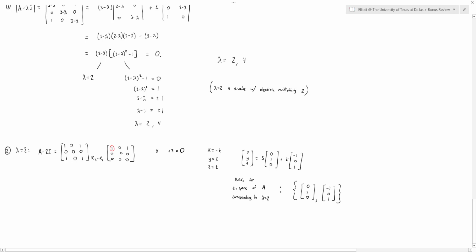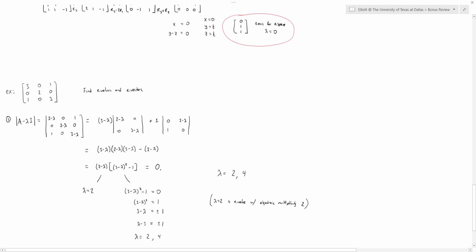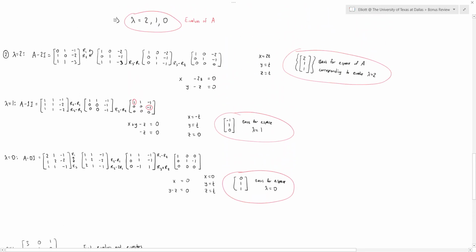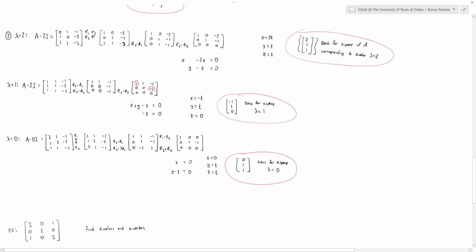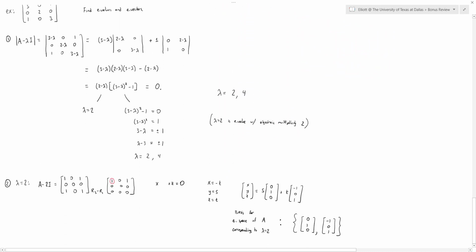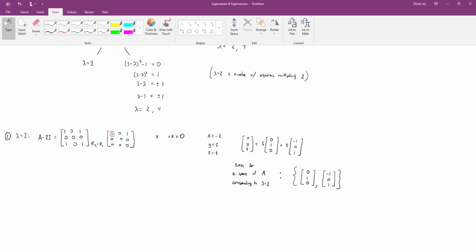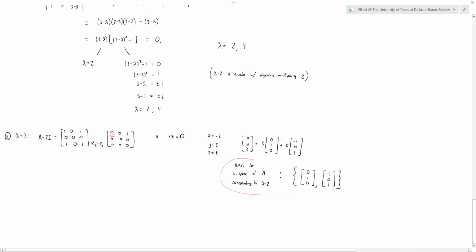And this is the first time that we've seen an eigenspace which was more than one dimensional. In all the previous examples, all of the eigenspaces were one-dimensional because there was only one vector in all of those bases. So this is the first time we've seen a two-dimensional eigenspace. And it's happening because lambda equals 2 is a repeated eigenvalue. That can allow for a higher dimensional eigenspace when that happens. Okay.